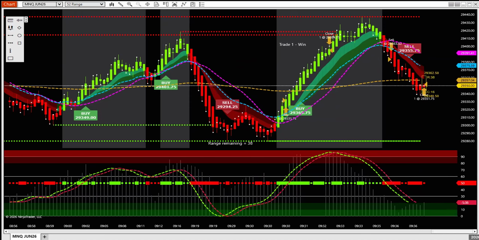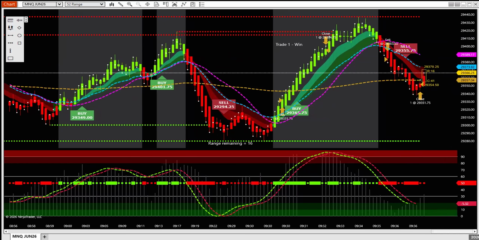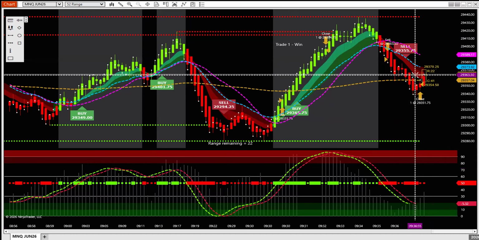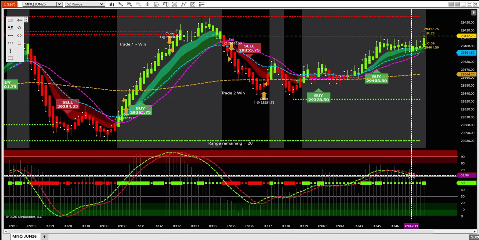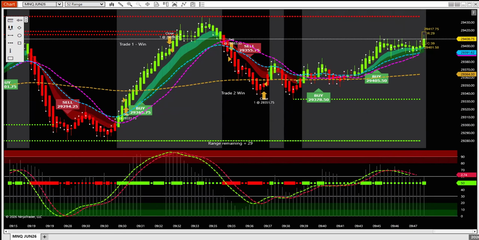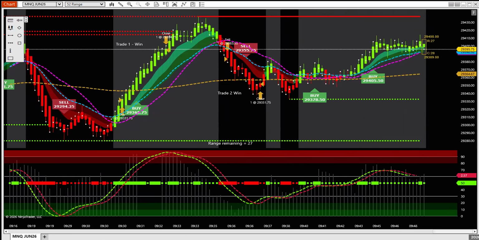Okay, I'm going to close the trade because it's starting to come back up. So the momentum shift is changing. Good time to get out. We're now watching an area of consolidation. And what we're expecting right now is either a move to the upside or a move to the downside.